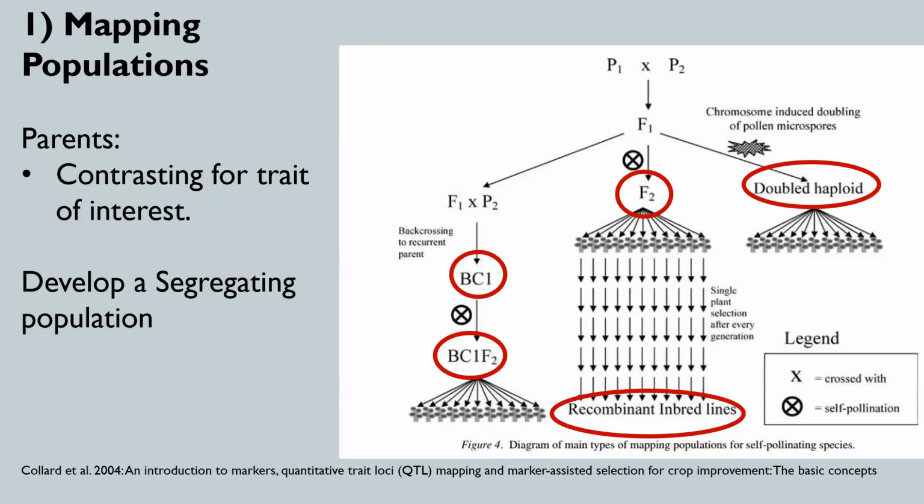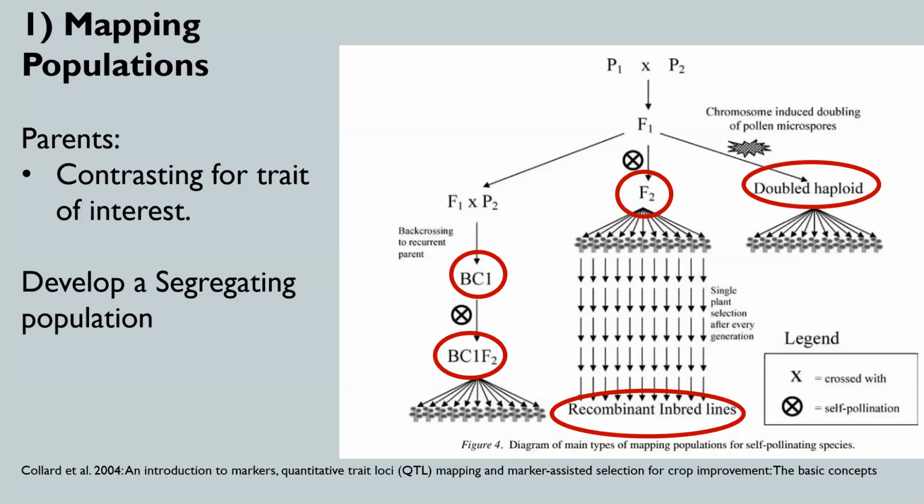For example, if I want to study plant height, one of the parents should be a taller plant, one of the parents should be a shorter plant, not both tall plants or both medium sized plants. So basically they should have contrasting traits. If it is disease resistance, one is highly resistant, the other is highly susceptible. And then we develop a segregation population.